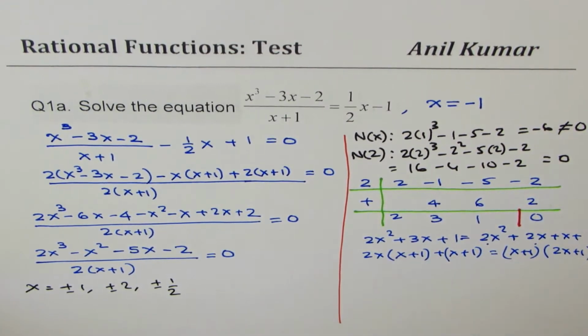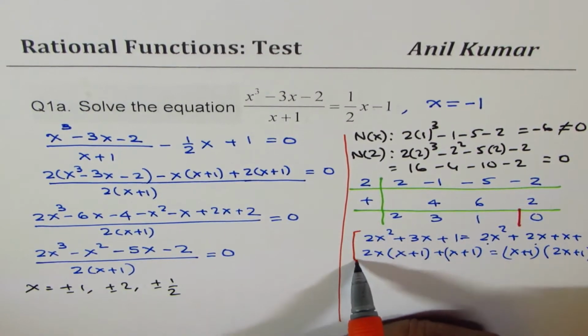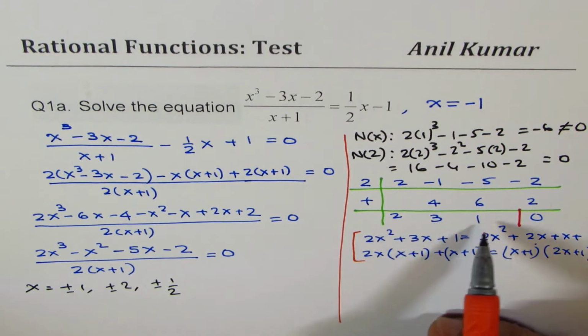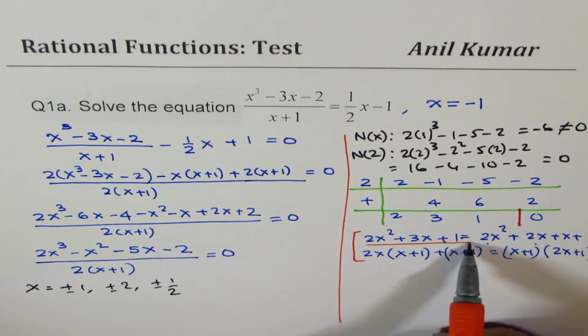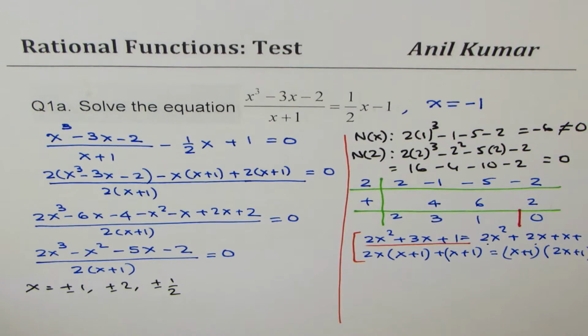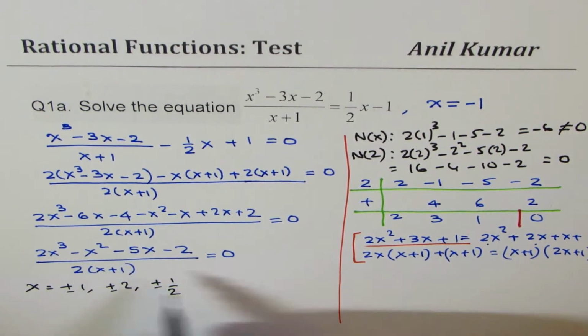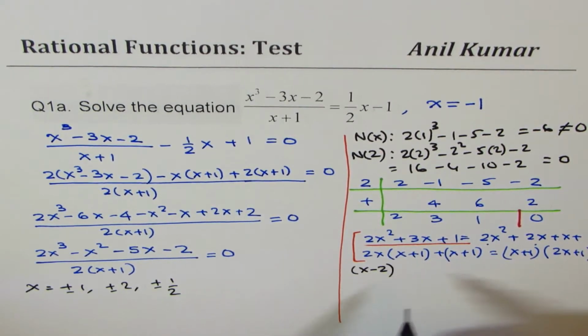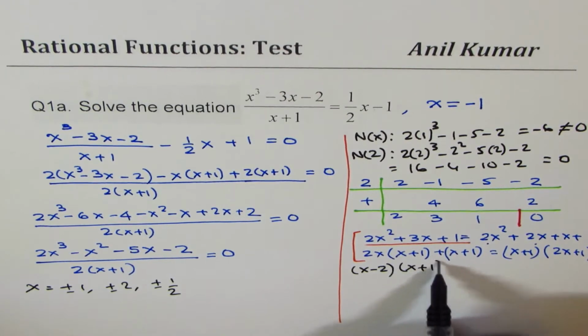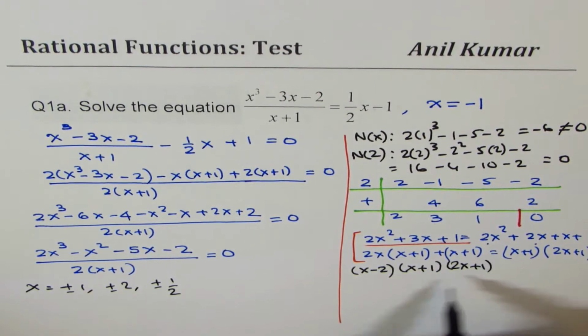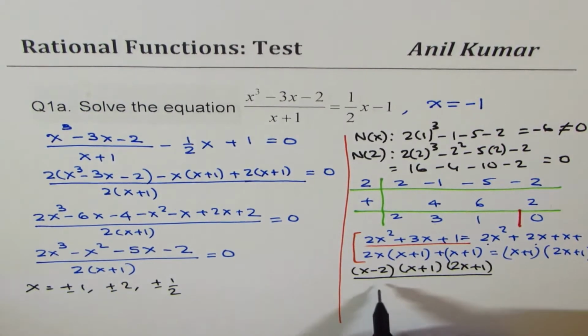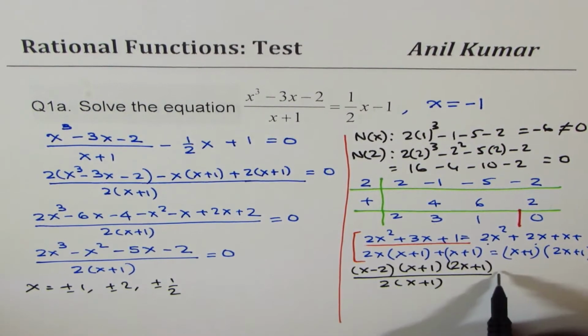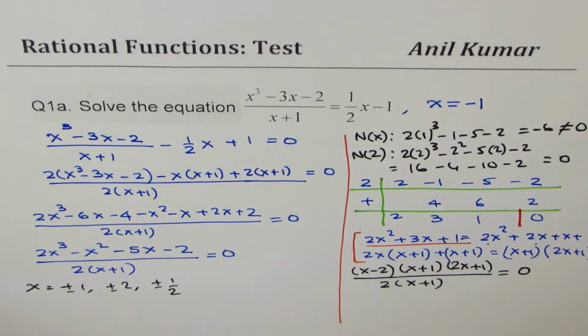So I hope these steps are clear. What we did was, once we did synthetic division, we found that this term, which forms a quadratic equation, can be factored as this. And therefore, we can now write this numerator as x minus 2 times x plus 1 times 2x plus 1, divided by 2 times x plus 1 equals 0. Do you get it, right?